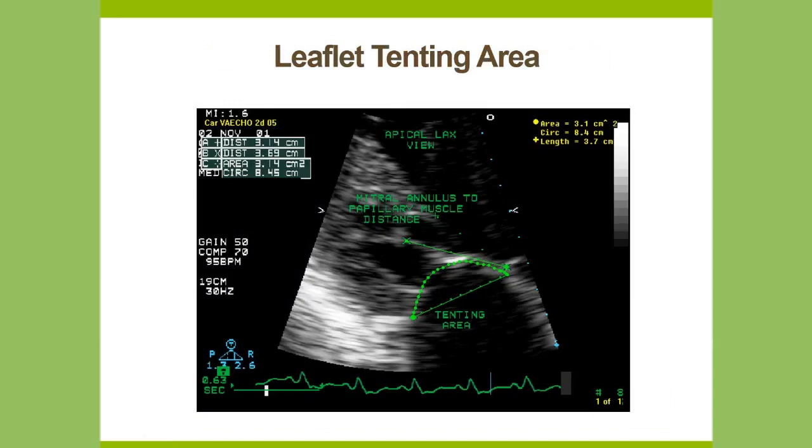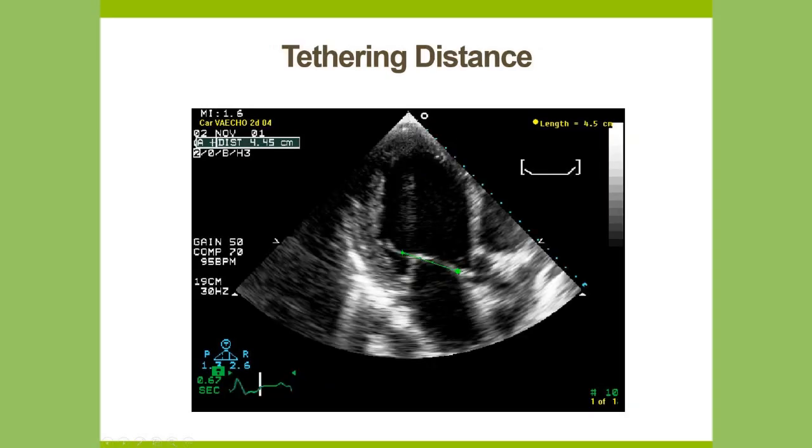This is all well recognized, and we can measure things on echo. We can measure the tenting area, which becomes larger and larger as the leaflets get tented down into the LV. We can measure the tenting distance, which is the distance from the anterior part of the annulus to the tip of the papillary muscle. And there are many other things. We can measure the angle of the posterior leaflet and the anterior leaflet. But essentially, this is just showing that there's tenting of the leaflets down into the ventricle.